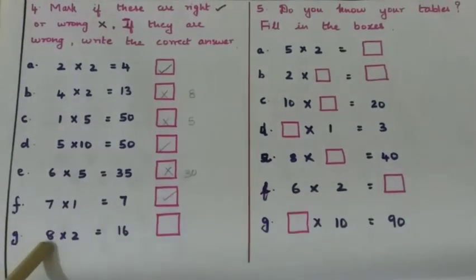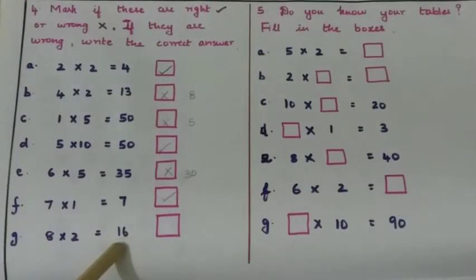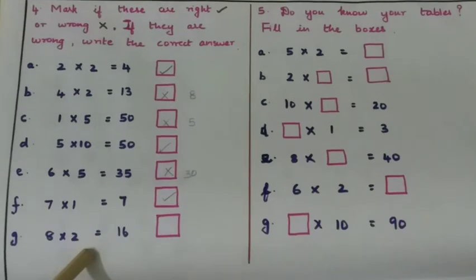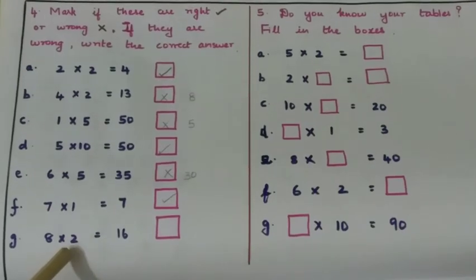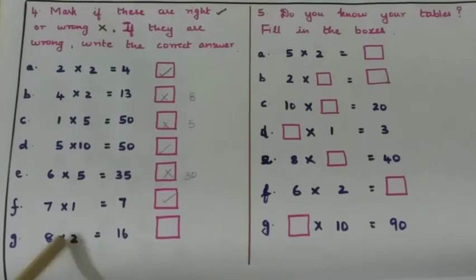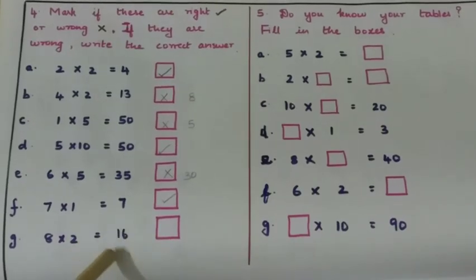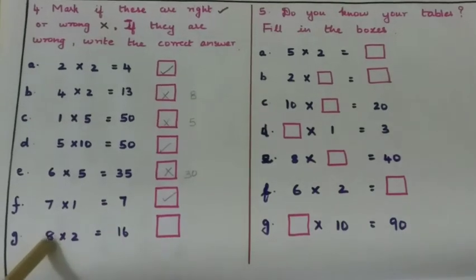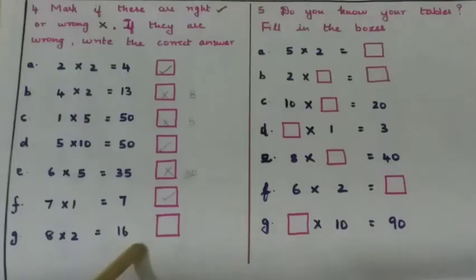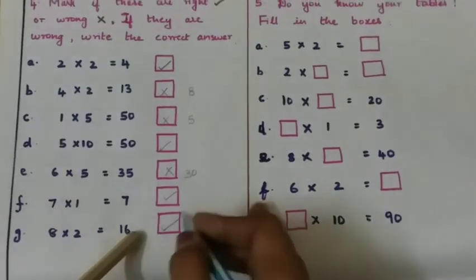If you take the next one, 8 2s are 16. Is this correct? Yes. Why? Because we know that any number multiplied by 2 is going to give an even number as a result, and if you double the number 8, the result is 16. So the result is correct.